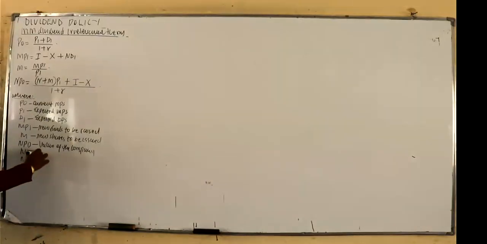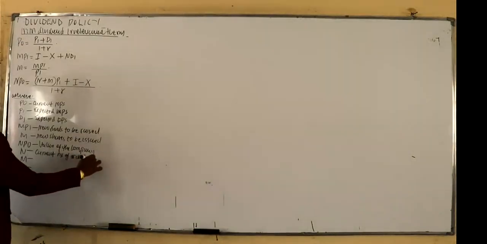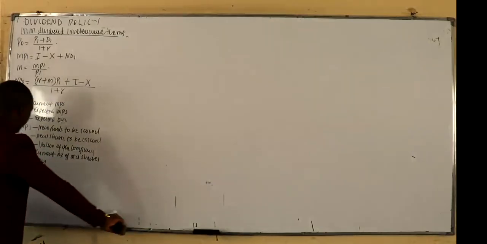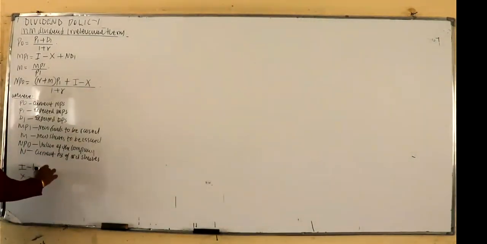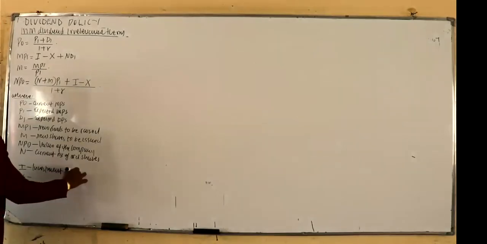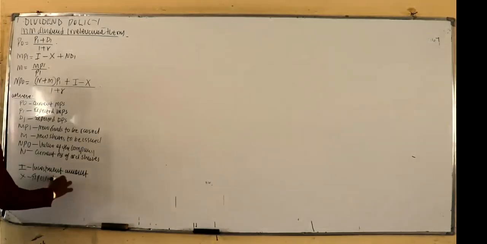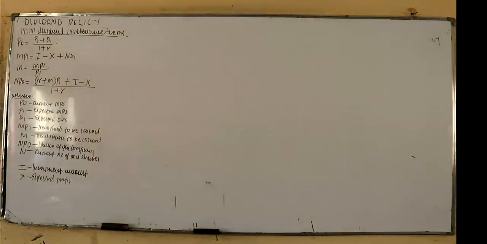N is the current number of ordinary shares. M is the number of new shares. Oh, that one I have already explained. I is the investment amount, and X is expected profit. Yeah, expected. So I want us to do an illustration on the same. May 2014, question 3.